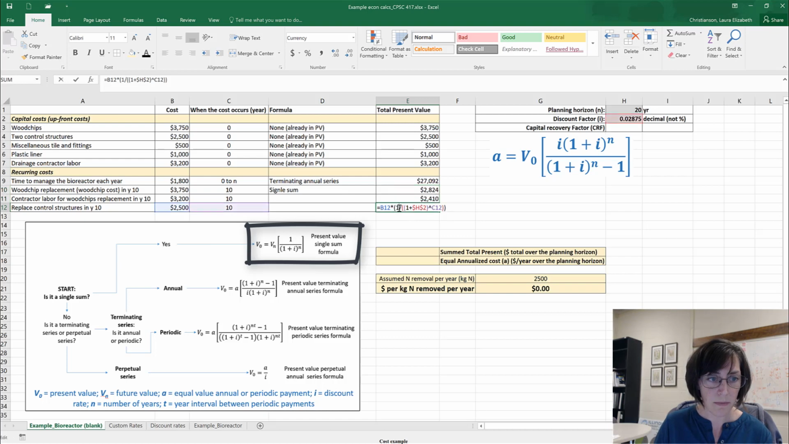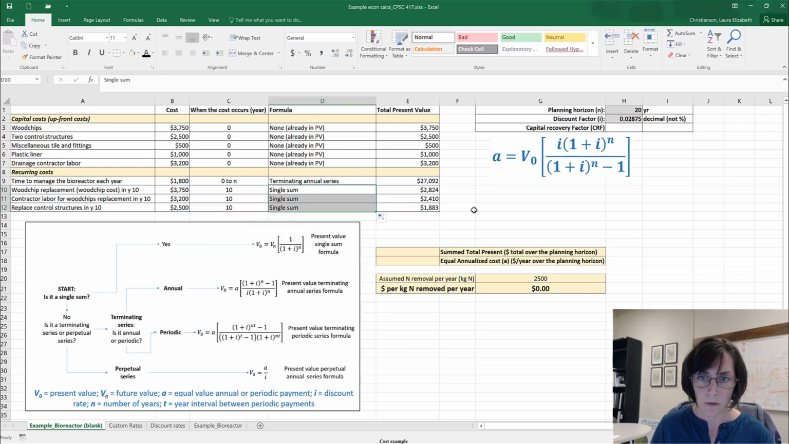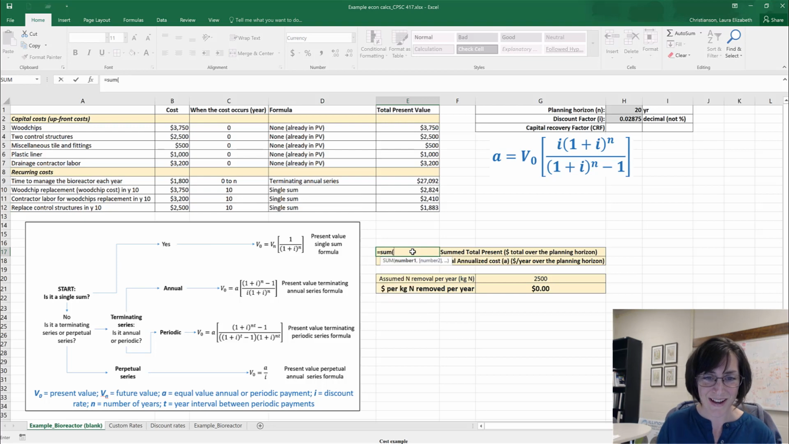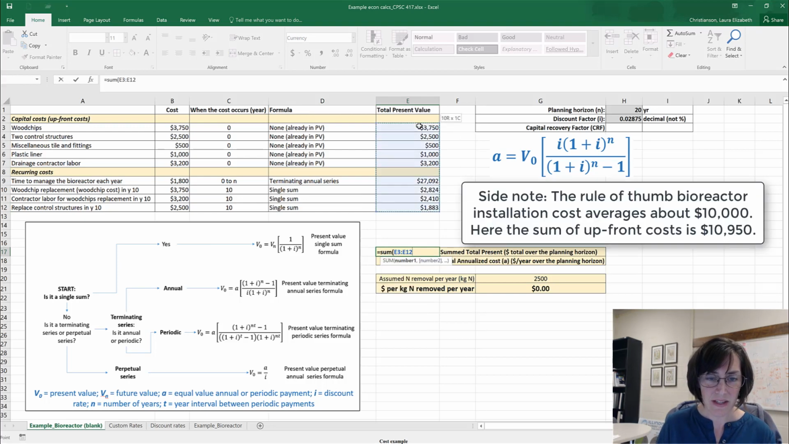Let me check the bottom one. So I'm bringing this cost, $2,500, that happened in year 10, back to present value using that discount formula. So that's right. Okay, so now we can do our sum total present value cost. This is easy. Equals the sum of all of these costs. That's my summation of my total present values for each itemized cost.